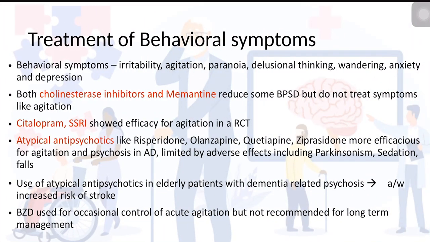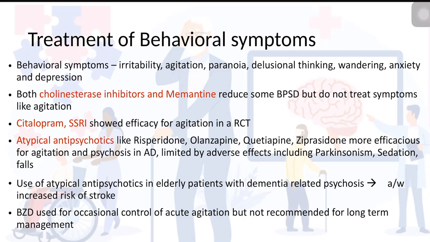Coming to the treatment of the behavioral symptoms. Behavioral symptoms such as irritability, agitation, paranoia, delusional thinking, wandering, anxiety, and depression. Both cholinesterase inhibitors and memantine reduce some behavioral symptoms but do not treat them. Then SSRIs like citalopram showed efficacy for agitation in randomized clinical trial. Then atypical antipsychotics can be used.